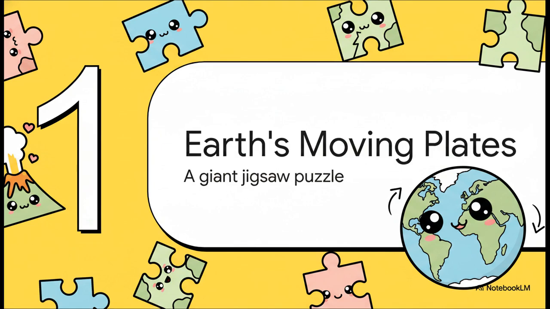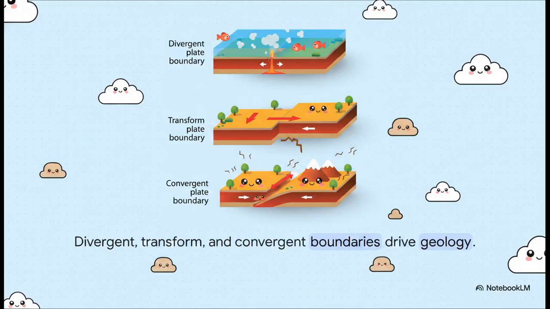Earth's moving plates. Okay, so to understand anything about earthquakes or volcanoes, we first have to completely change how we picture the Earth's surface. It's really not a single solid shell. Think of it more like a giant jigsaw puzzle that is in constant, extremely slow motion. And there are 3 distinct types of boundaries where these puzzle pieces, which we call plates, interact.